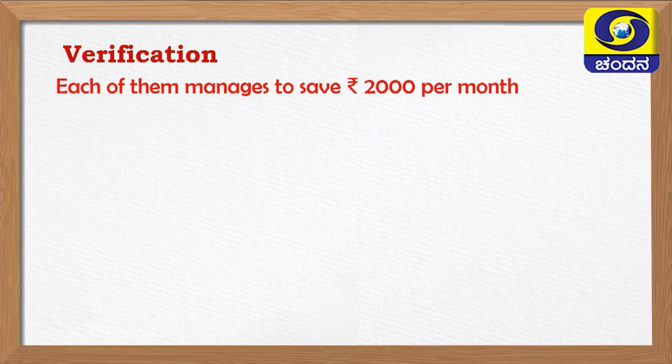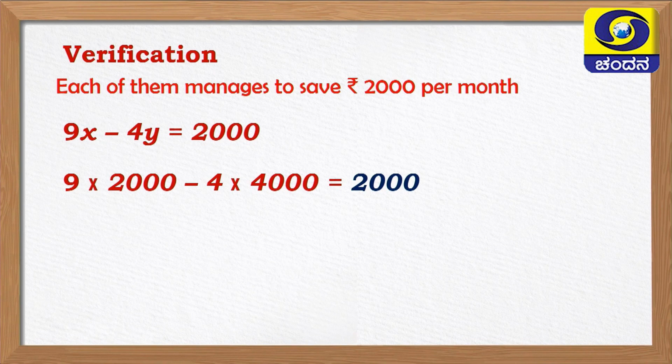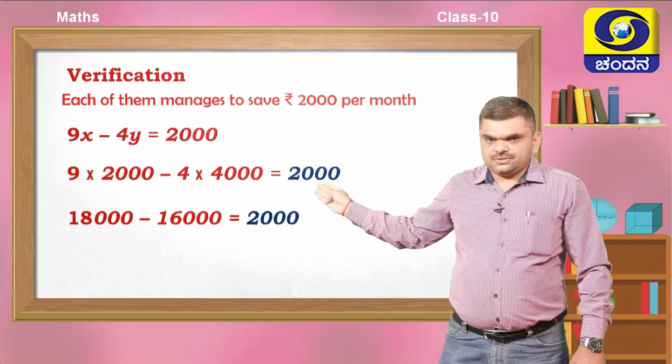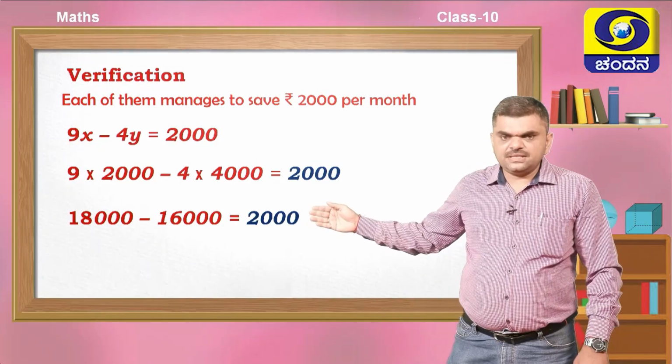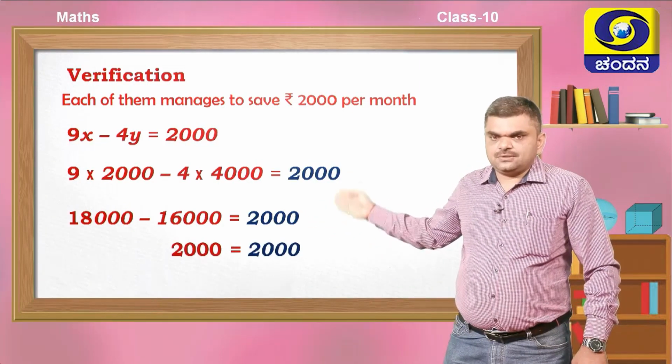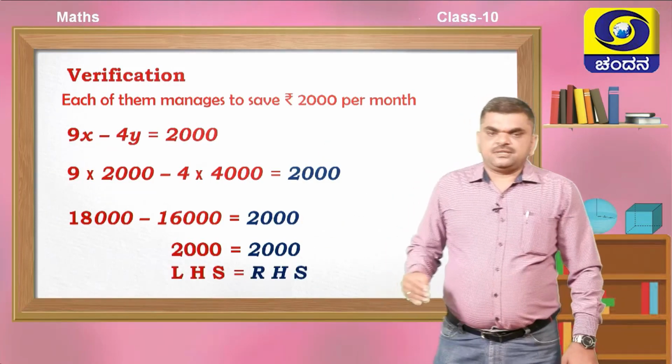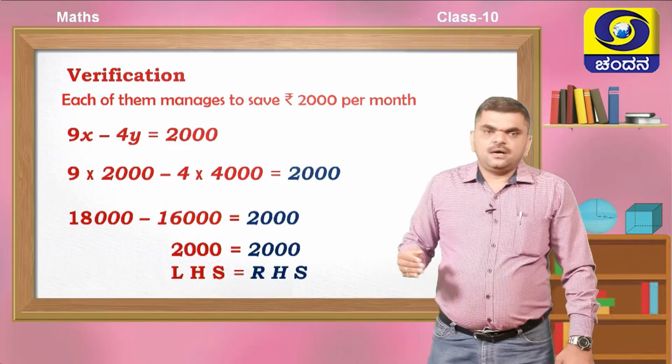Here each of them manages to save rupees 2000 per month, which means 9x minus 4y is equal to 2000. 9 into 2000 minus 4 into 4000 is equal to 2000. 18,000 minus 16,000 is equal to 2000. 2000 is equal to 2000. Right, children, that is LHS is equal to RHS.